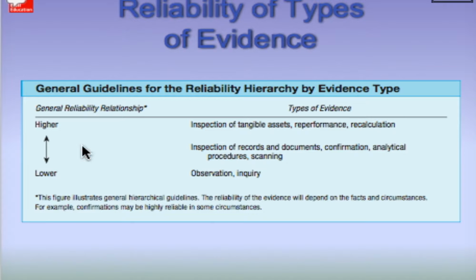Generally, as you go up and down the level of independence, so the further removed or the less of an interest that the confirming party has in the company that's being audited, the more likely that the information they're giving you is accurate, or at least that it's not tainted by the bias of the underlying company.